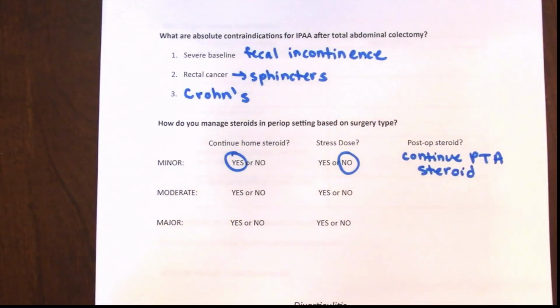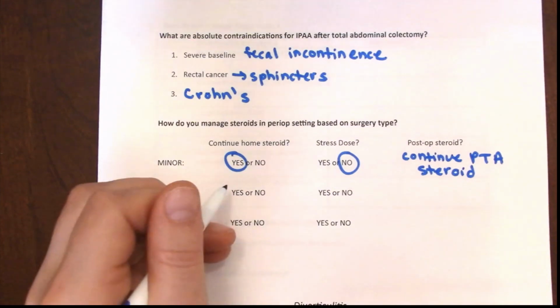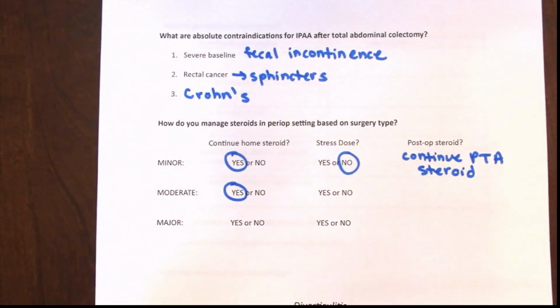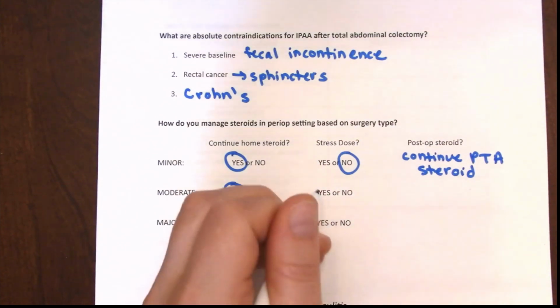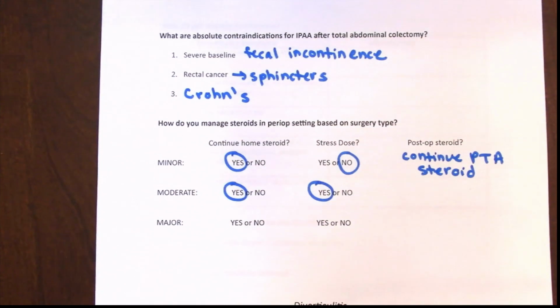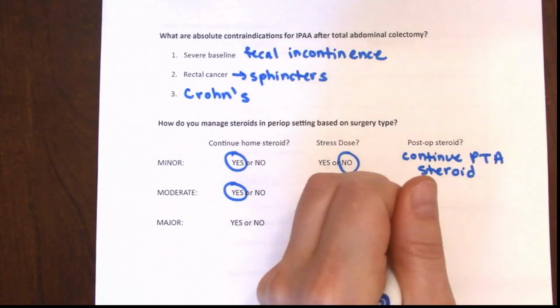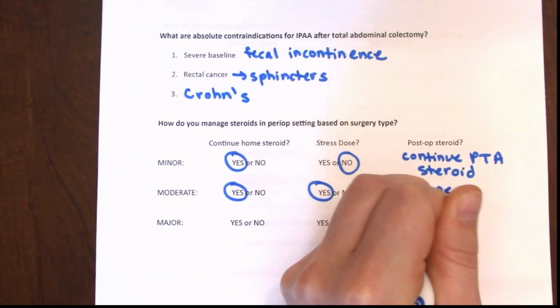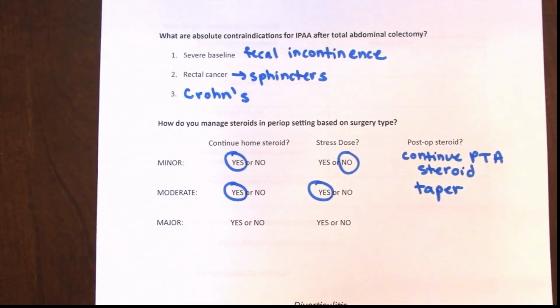For moderate procedures, they would also continue their home steroid, but they would require some stress dose steroids on top, and then a taper afterwards. So the stress dose would be 50 milligrams of IV hydrocortisone, and then usually post-op, you would do 25 milligrams of IV hydrocortisone every 8 hours for 24 hours.